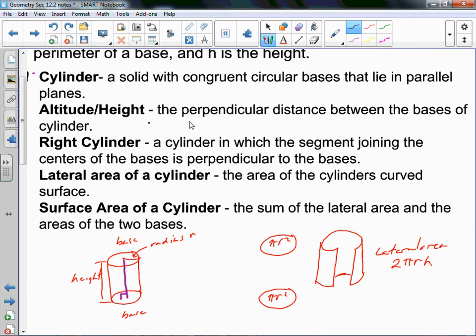An altitude or a height is going to be the perpendicular distance between the bases of the cylinder. So the distance from this base to this base at a perpendicular line is the height. A right cylinder is a cylinder in which the segment joining the centers of the bases is perpendicular to the bases. So if I draw a line that goes from the center of the top to the center of the bottom and it intersects at a right angle, then it's a right prism. Or right cylinder, sorry, wrong word.